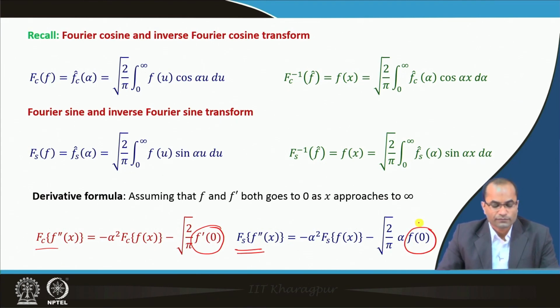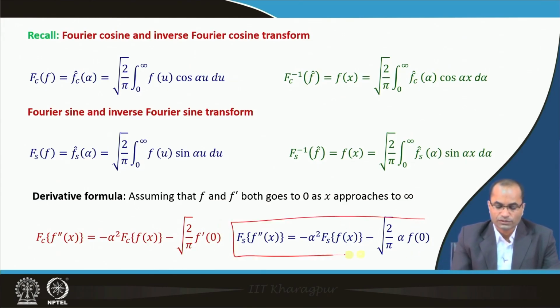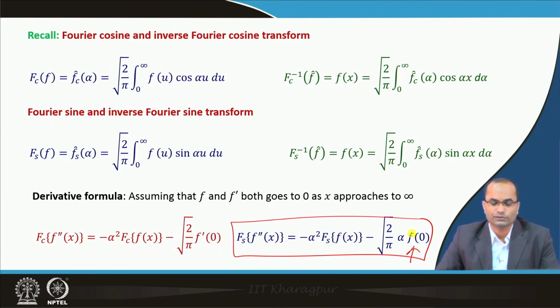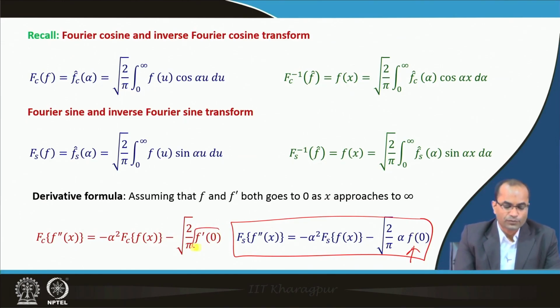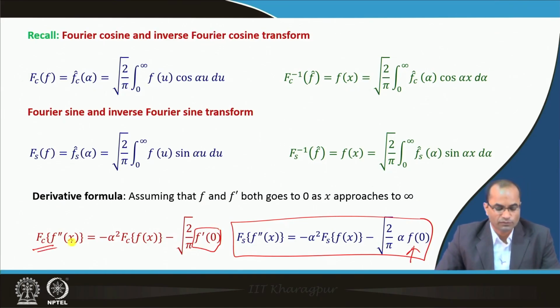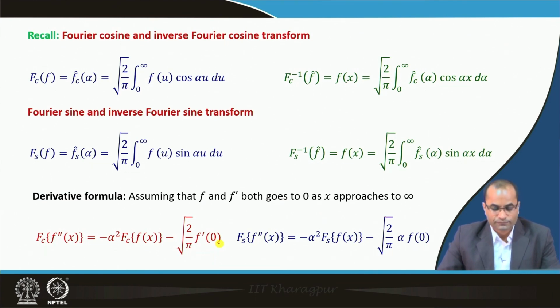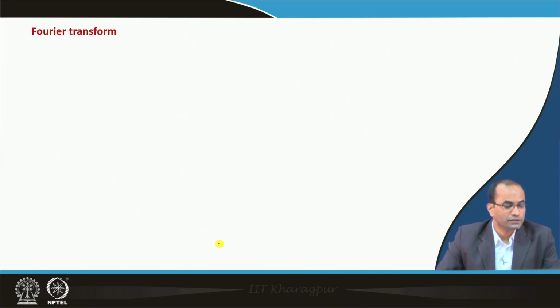So, based on the given information, if in the problem f(0) is given, then we will use the sine transform, because that value f(0) will be directly used in the formula. And if f prime is given in the problem, then we have to apply the cosine transform, because we can use the given f prime(0) directly in this formula. That point we will keep in mind while discussing the partial differential equations.